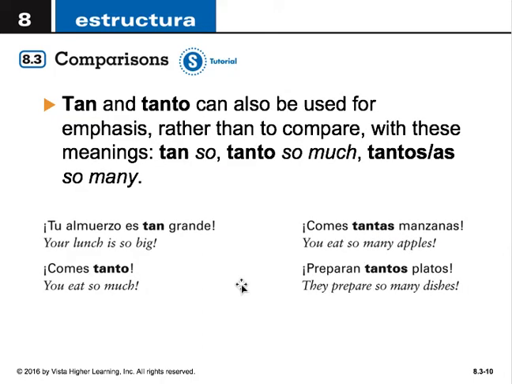Tan and tanto can also be used for emphasis, rather than to compare, with these meanings. Tan meaning so, tanto meaning so much, and tantos, tantas meaning so many. Por ejemplo, tu almuerzo es tan grande, your lunch is so big. Or comes tanto, you eat so much. Comes tantas manzanas, you eat so many apples. Preparan tantos platos. They prepare so many dishes.